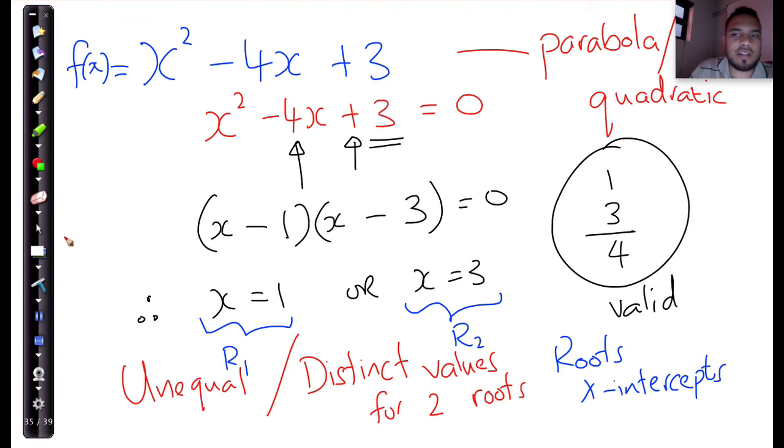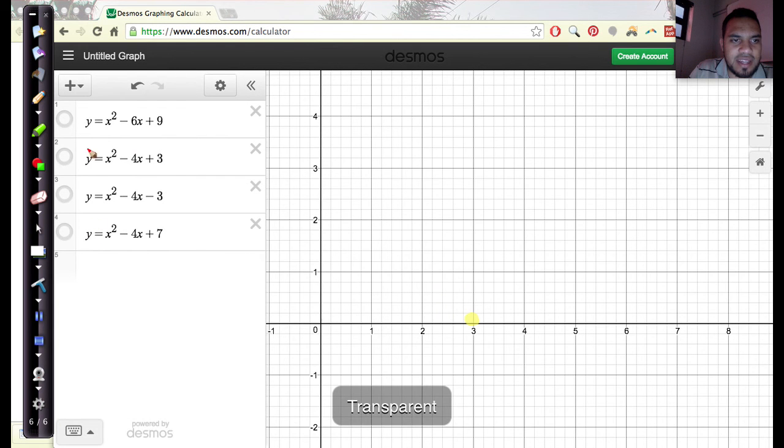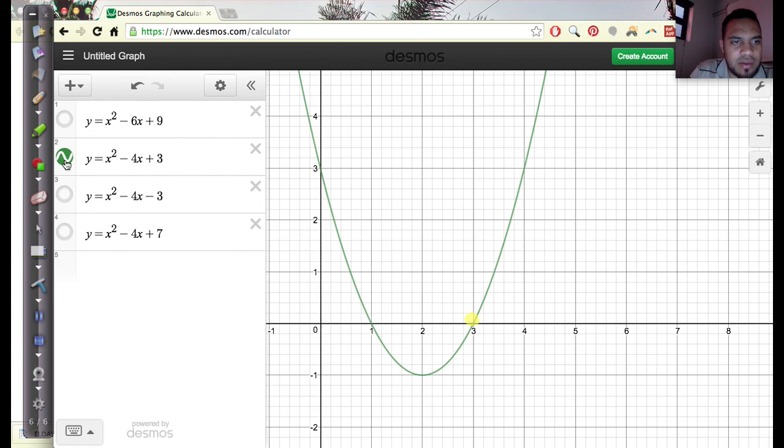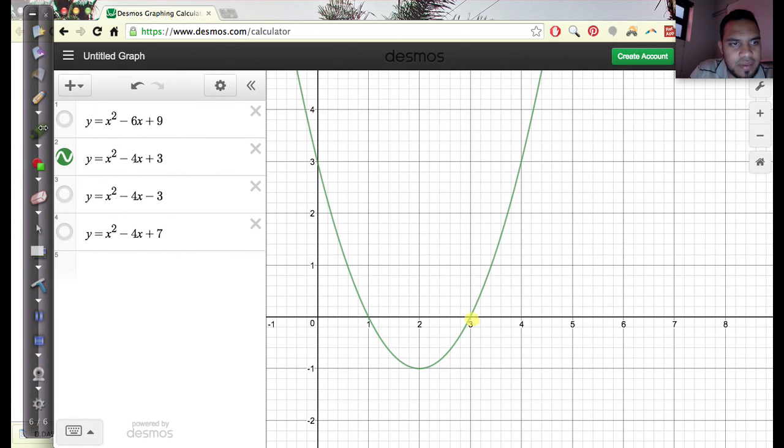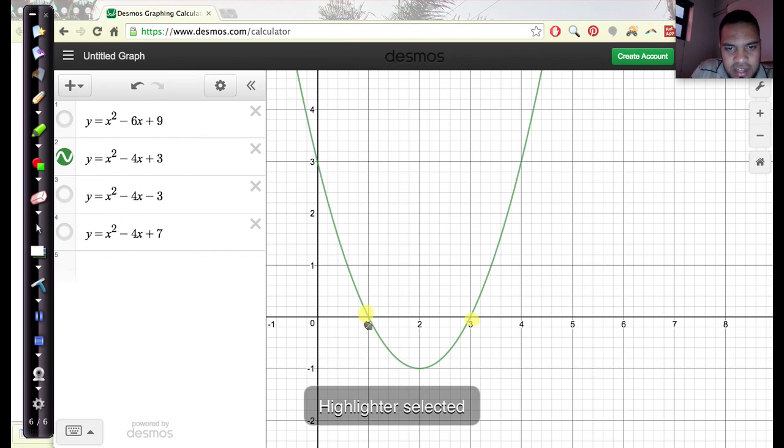Now I actually want you to look at the curve at this point in time and see what that curve looks like. So let's look at that curve. That is x squared minus 4x plus 3, and when I go to that curve, I can see that the intercepts are at positive 3 as well as positive 1. Do you see that? Positive 3 and positive 1.